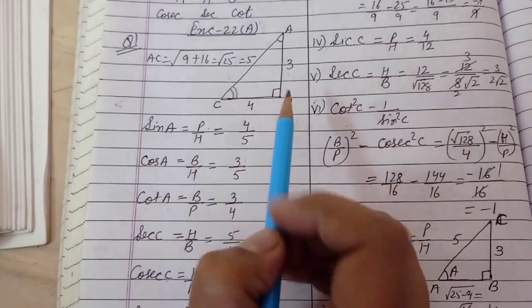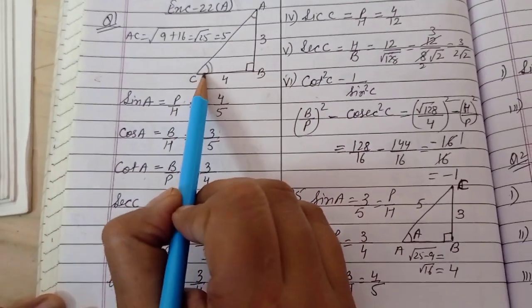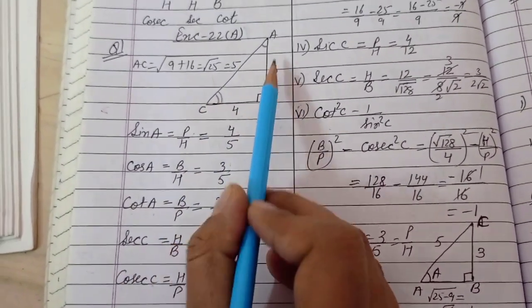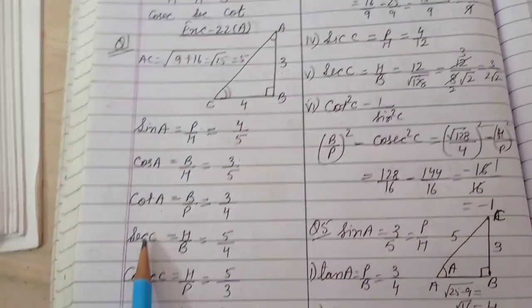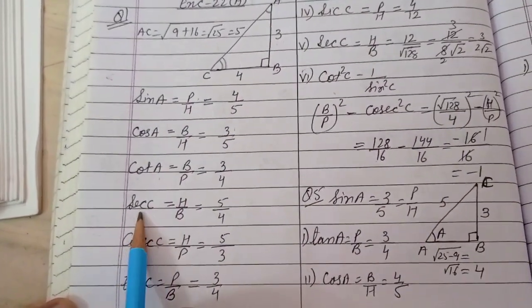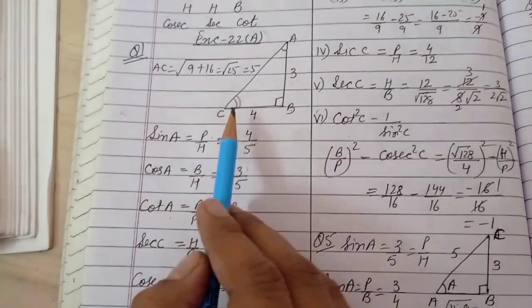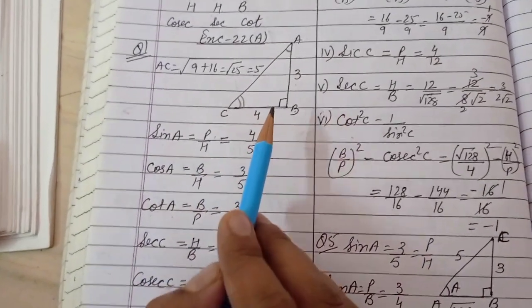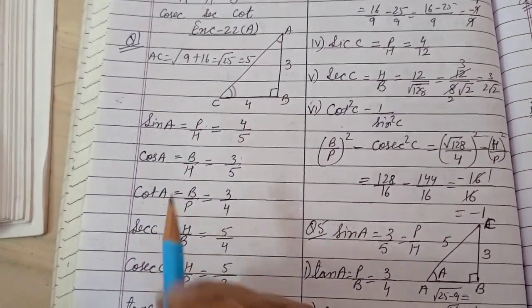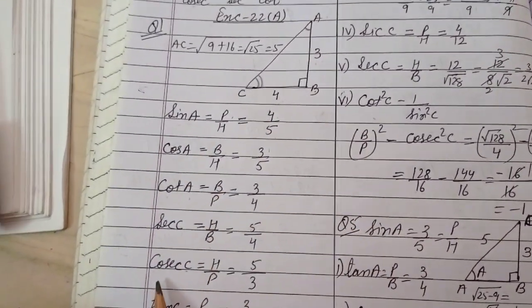Now what change will be there, children? Now this side will become the base, and this will be the perpendicular for these three cases. As secant is equal to h over b, h is 5, and base is 4 in this case. So you have to be very careful while identifying the base, perpendicular and hypotenuse.